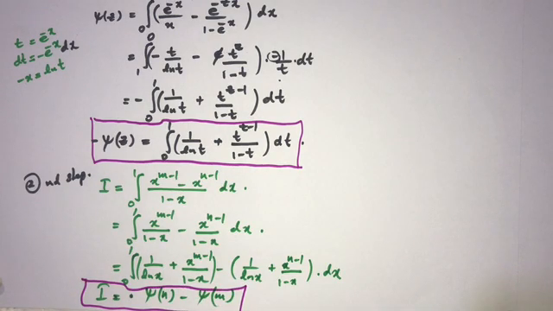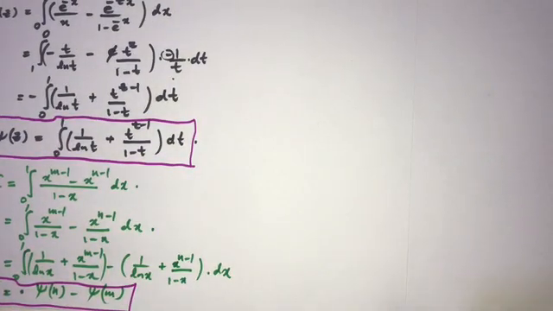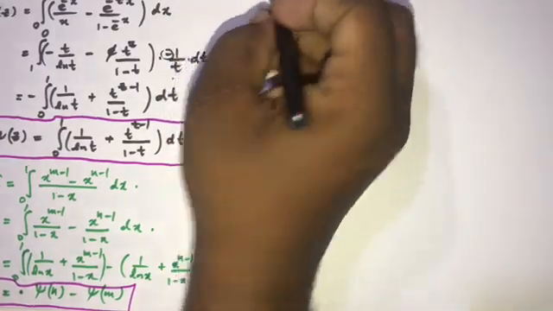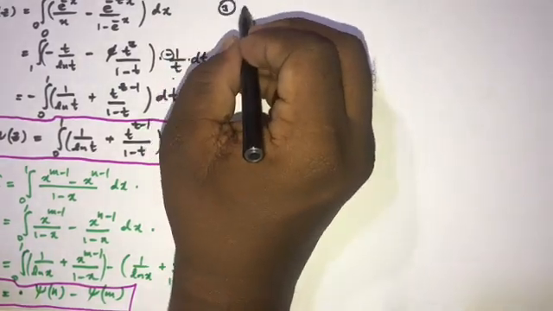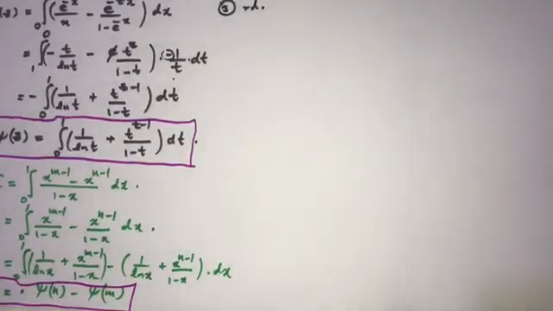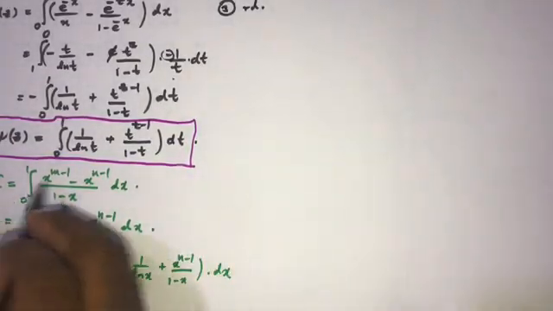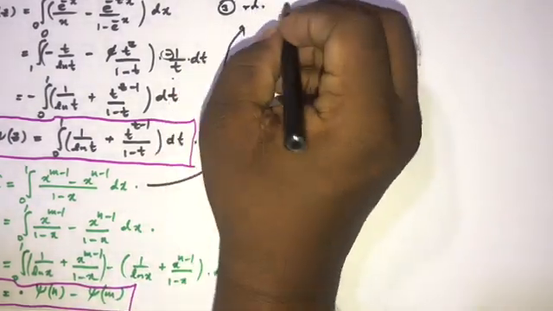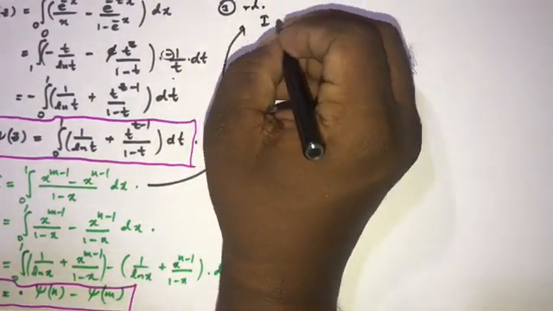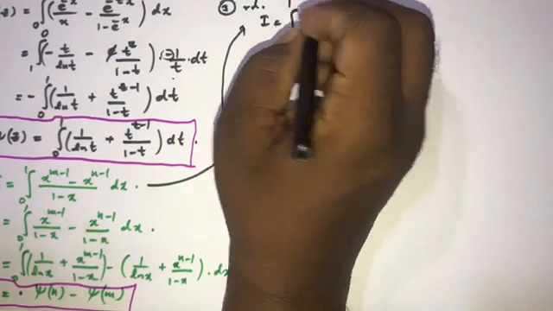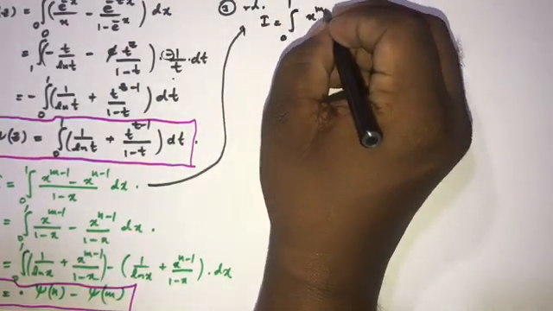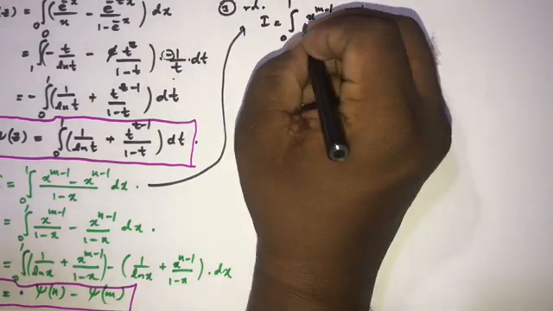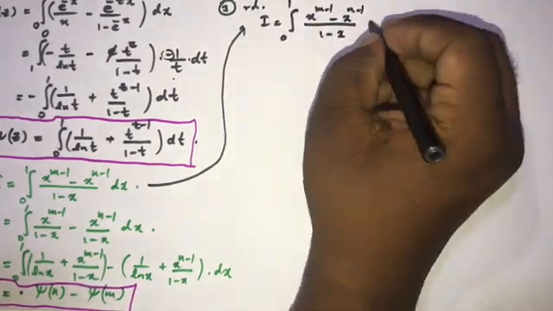Well, now what can we do? Now our third step. I'm going to take this integral again, so we can write I is equal to the integral from 0 to 1 of (x to the m minus 1 minus x to the n minus 1) over 1 minus x dx.